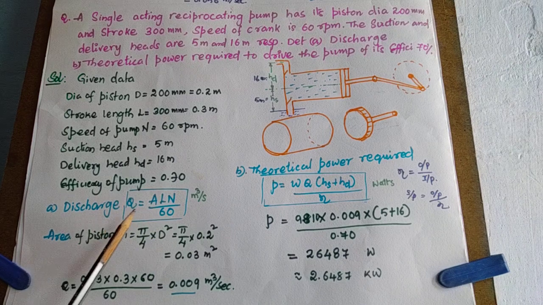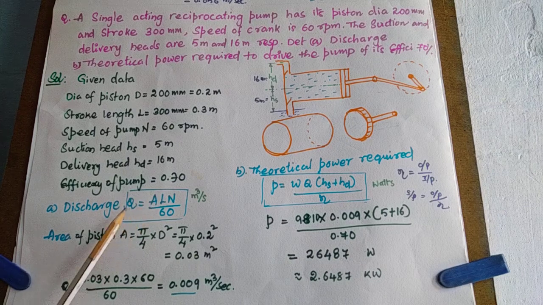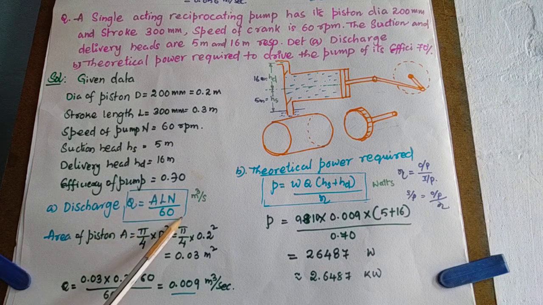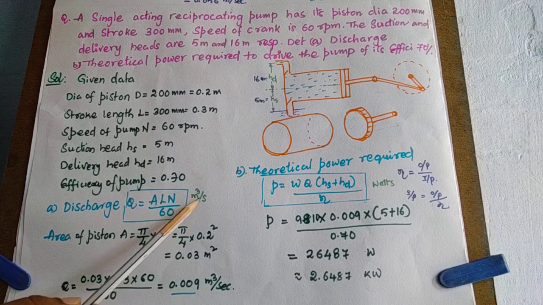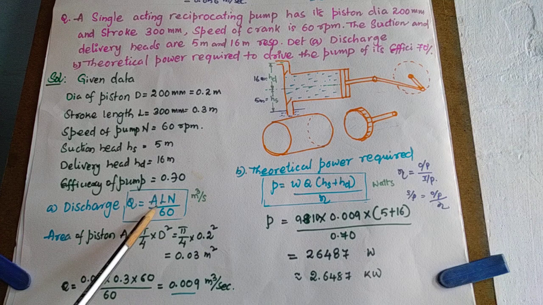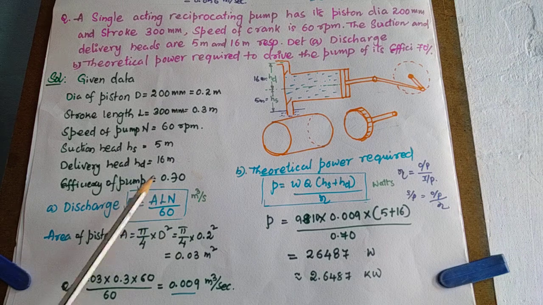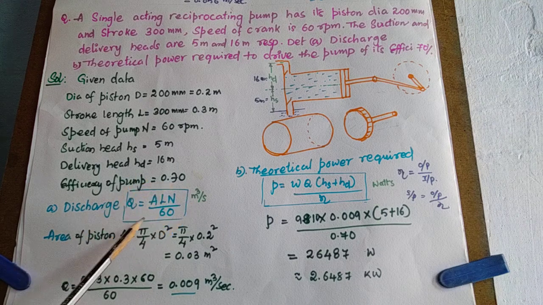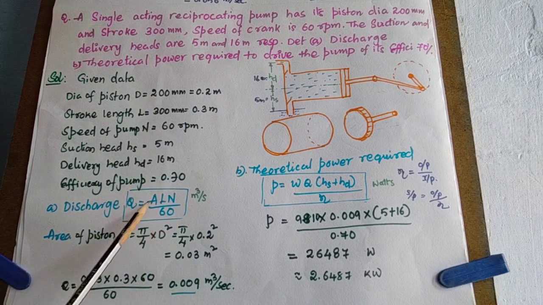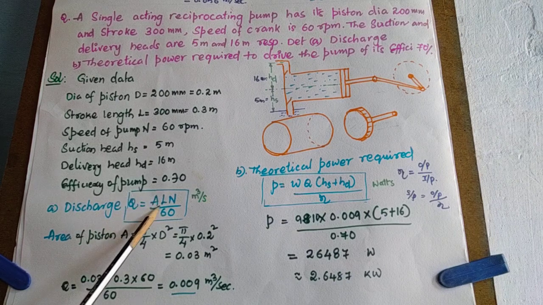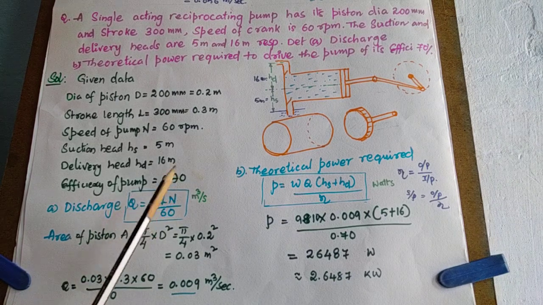We have already seen the formula for the discharge of the reciprocating pump. The theoretical discharge for the reciprocating pump is ALN by 60, otherwise you can also call it LAN by 60, and the unit is meter cube per second. Always remember this formula, otherwise it is difficult to do the problem. It is a very simple formula, so you can easily remember it. In ALN by 60, A is the area of the piston, L is the length of the stroke, and N is the number of revolutions of the crank.